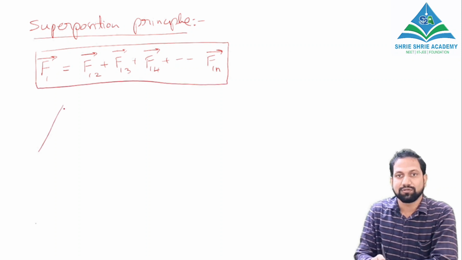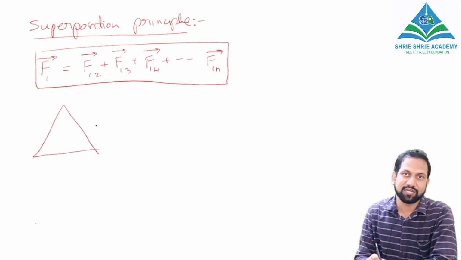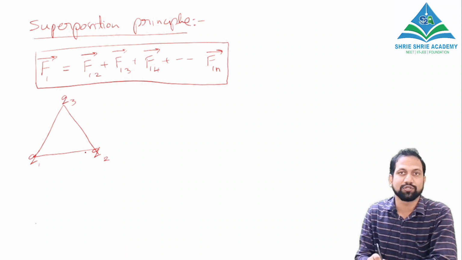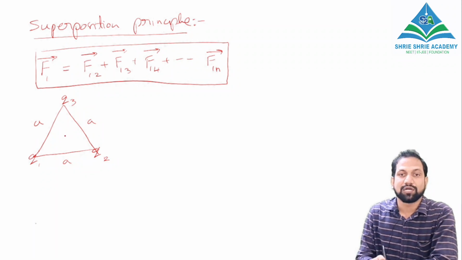For example, if you have a triangle, it can be any kind of triangle, maybe equilateral or isosceles or right angle, whatever it may be, and there are three charges placed at the three vertices of the triangle, q1, q2, q3, and the lengths are, for the sake of simplicity, let it be an equilateral triangle, so a. Now let us keep the charge capital Q at the center of the equilateral triangle. So other than capital Q, there are three charges, 1, 2 and 3.